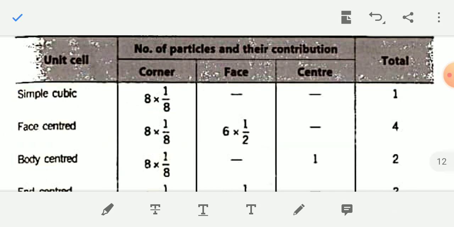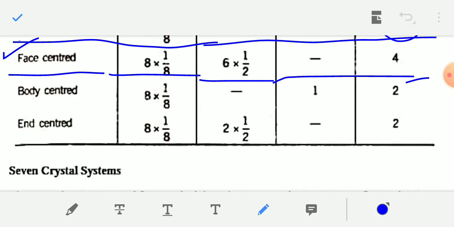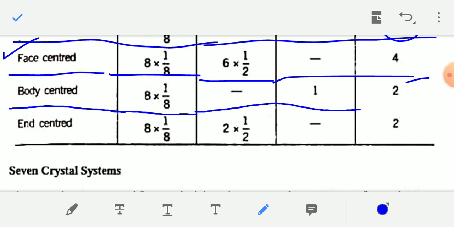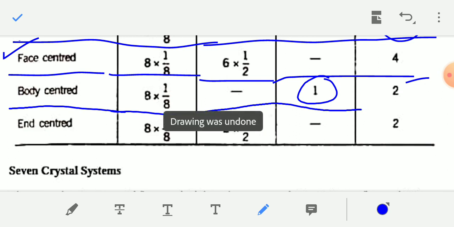And in case of body centered unit cell, you know that there are also 8 particles at 8 vertices, so 8 corners, and the contribution of each particle is 1 by 8. So the total contribution for the corner particles is 8 into 1 by 8, and in body centered unit cell one particle is present at the body center, so its contribution is 1. So on average, a total of 2 particles are present in body centered unit cell.